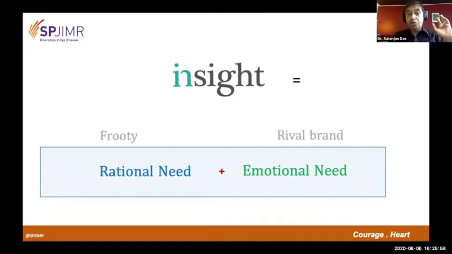Provided, of course, you have gone into all users. You can't do this insight only for a select category of users. No, for all users who are a touch point to your product or service.